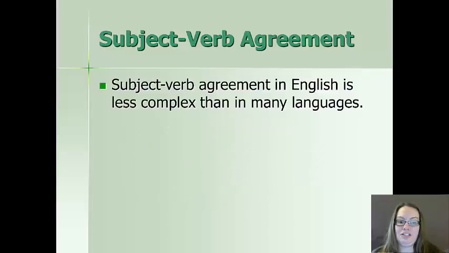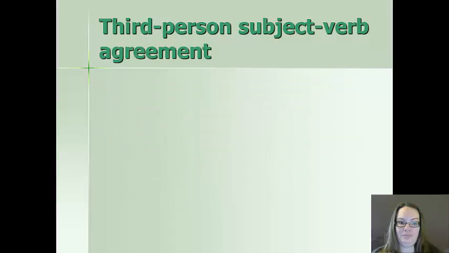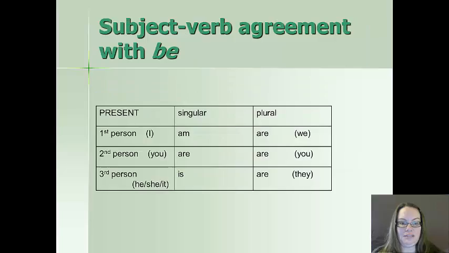Subject-verb agreement in English is less complex than in many languages. There are only two things to remember. The first thing is that third person singular marks when we use the simple present tense, as we'll see in just a minute. And there are irregular forms for be, have, and do. In English, the simple present is marked for third person singular, as in these sentences. The boy likes to eat candy. Henry struggles with math. Our teacher emphasizes the main points.